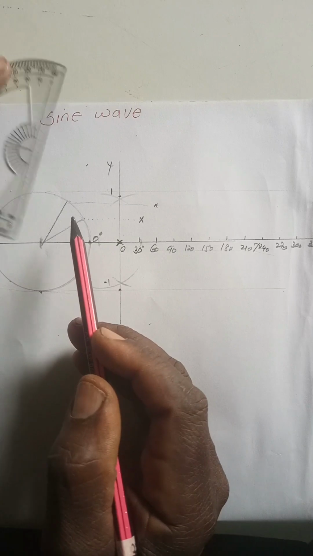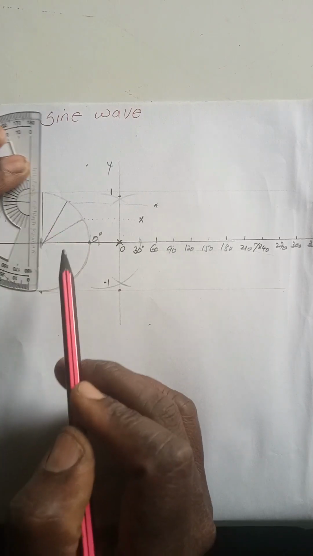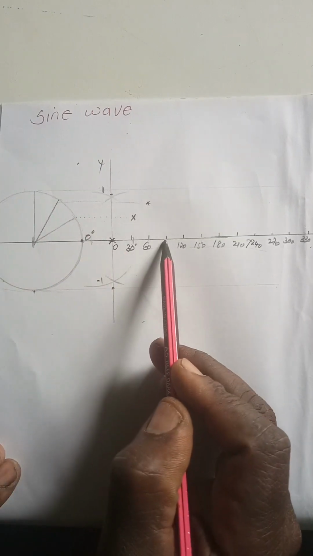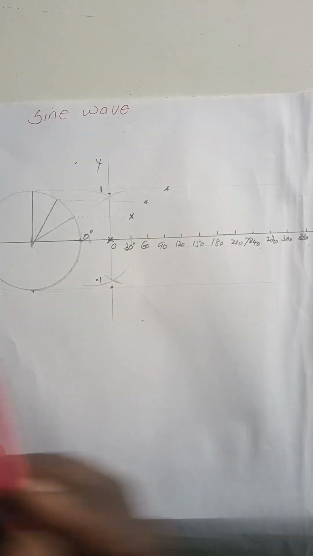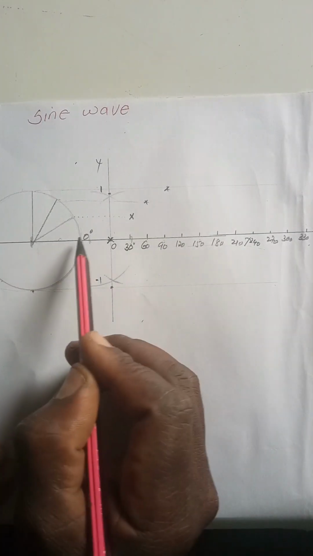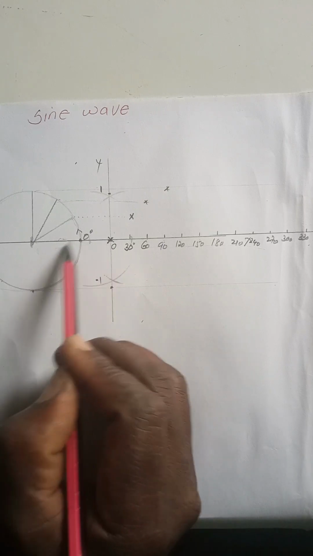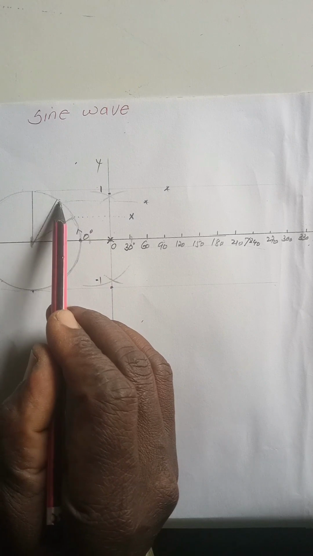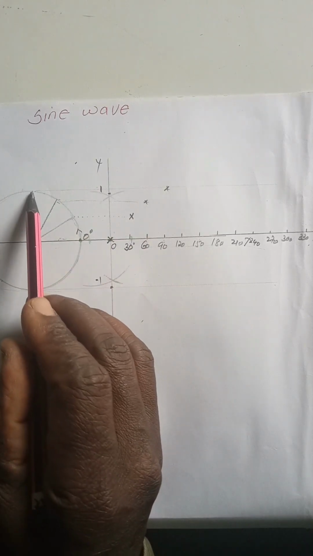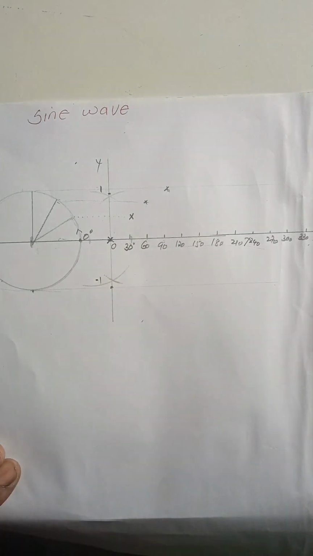And lastly, an angle of 90 degrees here. They are meeting at this point. Remember, we are rotating anti-clockwise like that. 0 degrees is here. 30 degrees is there. 60 degrees is there. And 90 degrees is up here, represented by that position.